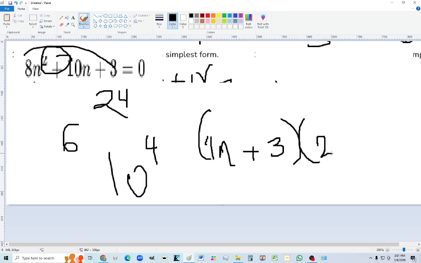This one is a 2n plus 1. Now if I multiply it out, I get 8n squared plus 4n plus 6n plus 10n plus 3. So that means n is equal to minus 3 over 4 when I set each to 0, or minus 1 over 2.